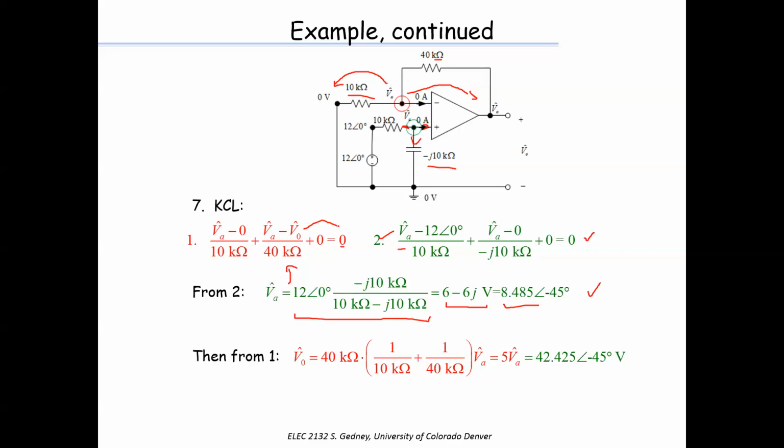In equation 1, I put V0 over on the right-hand side. I get VA times (1/10K plus 1/40K) equals V0 over 40K ohms. So therefore, V0 equals 40K ohms times (1/10K plus 1/40K) times VA, where VA is 6 minus 6j. This just gives me 5 VA, so it's 42.425 angle minus 45, and that is my output voltage. It's my output because the circuit has a magnitude gain of exactly 5, but it also has a phase shift of minus 45 degrees because of this capacitor. This would be a non-inverting form, but it's not a 0-degree phase shift because of this capacitor. It's a minus 45-degree phase shift.